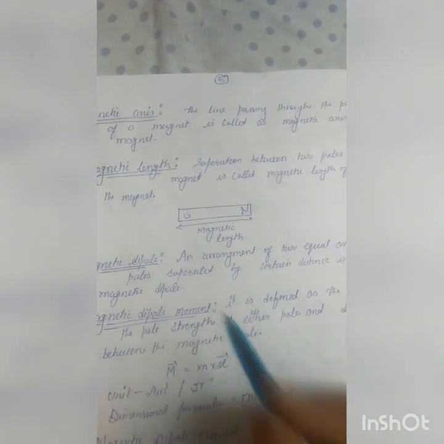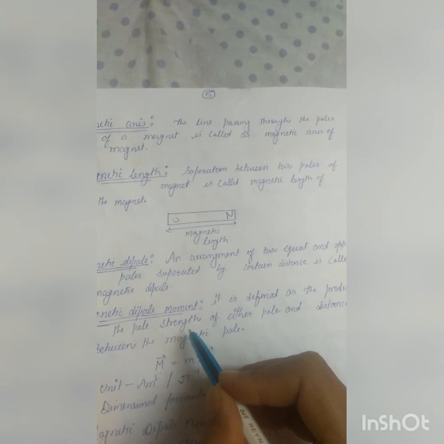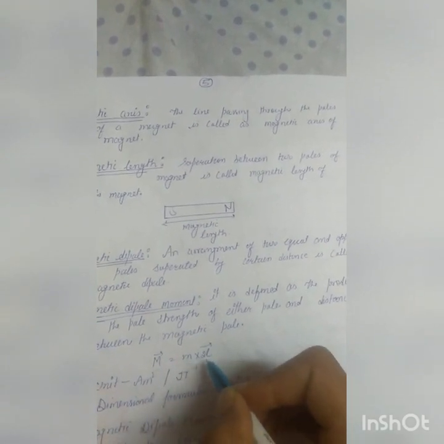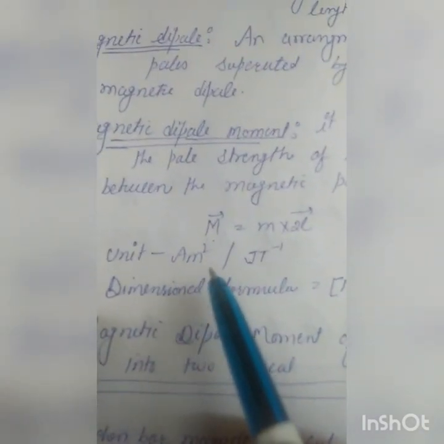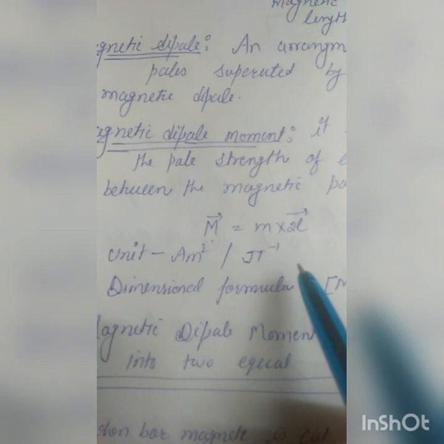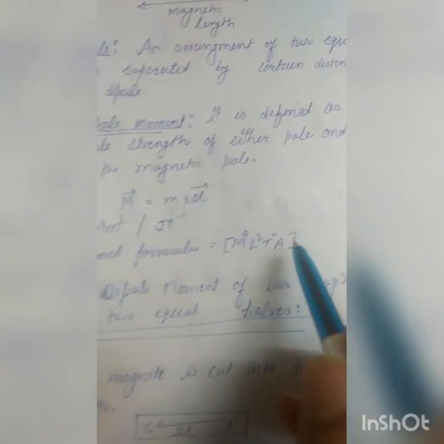Magnetic dipole moment. It is denoted by capital M. It is defined as the product of the pole strength of either pole and the distance between the magnetic poles. The distance between the magnetic poles is taken as 2L for simplification. So the magnetic dipole moment becomes pole strength into dipole length. The unit is ampere meter square or joule per tesla. The dimension formula is M0 L2 T0 A.